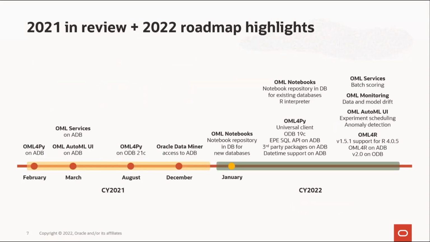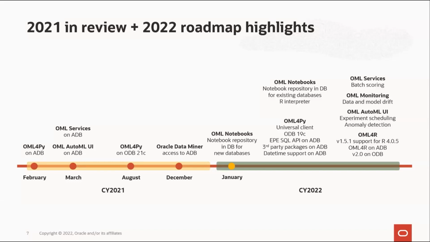So with that, here's a high-level summary of 2021 OML releases and a sample of features we have planned through 2022. So after releasing OML for Pi, OML Services, and the OML AutoML UI for Autonomous Database earlier last year, we released OML for Pi for Oracle Database 21c, which includes on-premises and database cloud service databases. In response to customer feedback, last December, we enabled features of Oracle Data Miner on Autonomous Database, giving users access to the no-code drag-and-drop user interface to data that's stored in Autonomous Database.